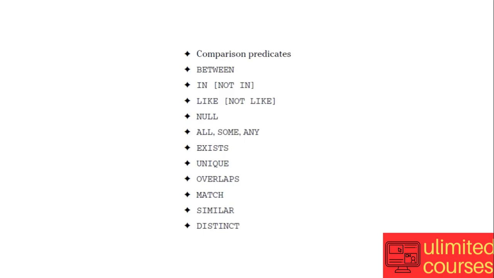Consider the following SQL statement. This is the statement. This statement displays all rows from the part table that have a value of less than 10 in the quantity in stock column.